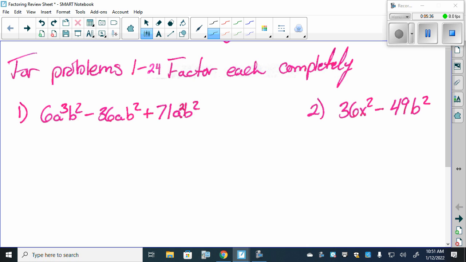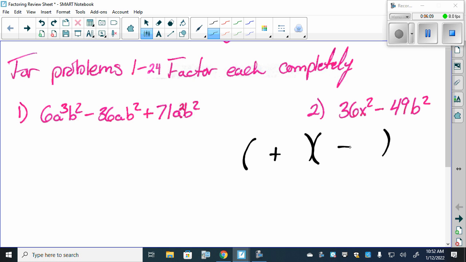When we look at this, we have 36x squared minus 49b squared. Are 36x squared and 49b squared perfect squares? What times itself is 36? Well, x times x would give us x squared. And what times itself is 49? 7. So this is a difference of perfect squares. We'd have our 2 sets of parentheses, with plus and minus, because a difference of perfect squares has opposite signs.